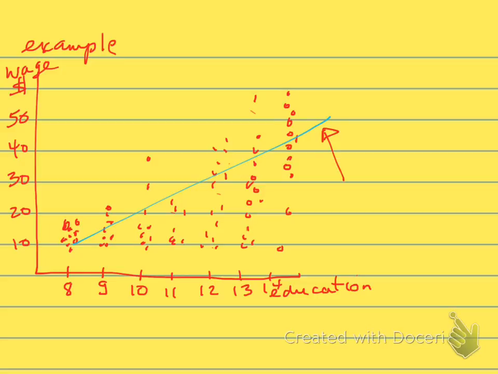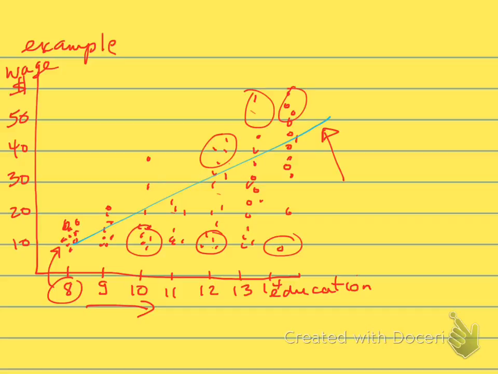We have, for people with 8 years of education, their wages are mostly clustered around $10 an hour. As the years of education go up, you still see some people with low wages here, here, here, but more and more you see people with higher wages, and so there's a positive relationship between greater education and higher wages.